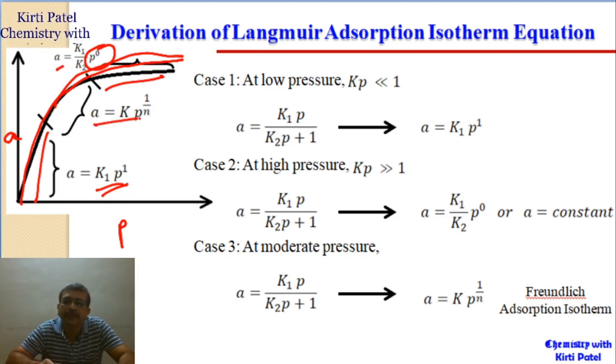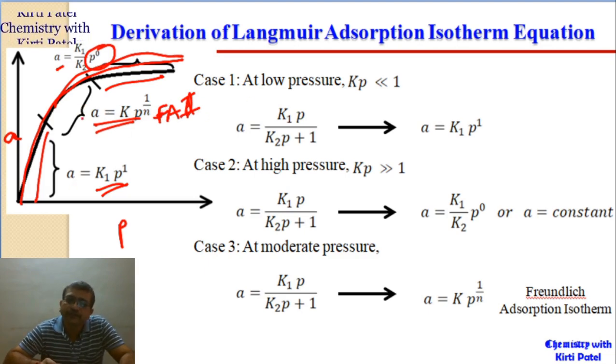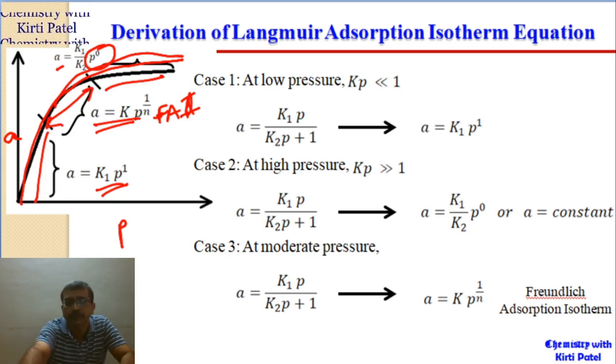At intermediate values, A will be equal to K into P to the power of 1 by n. So the Freundlich adsorption isotherm will be followed at medium pressure values. That is why the Freundlich adsorption isotherm was valid for the medium pressure range, not at the higher pressure ranges and not at the lower pressure ranges.